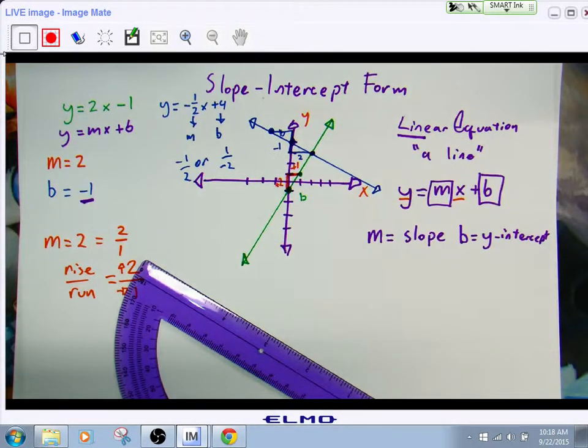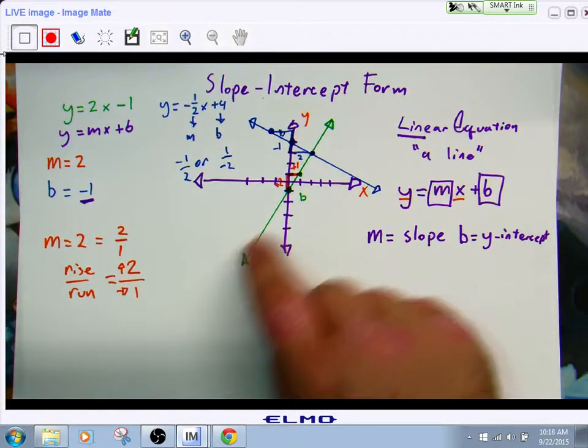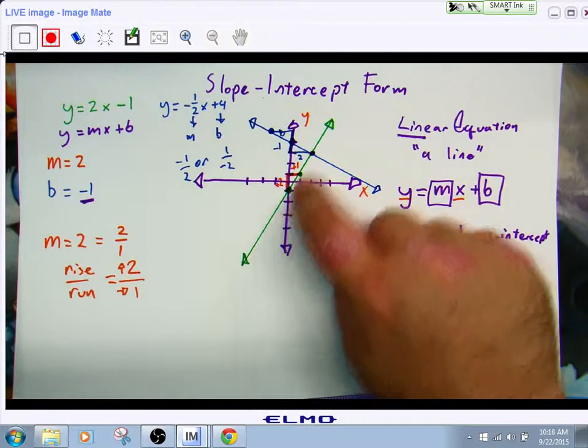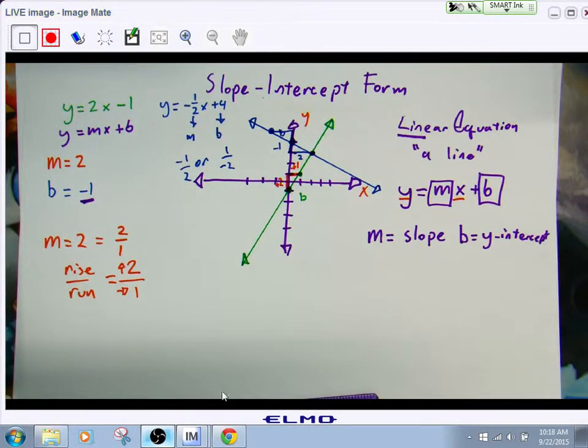So yeah, slope-intercept form. We look at our intercept, we find out where that is, and then we apply our rise and run to it to create a second point, and then we draw a line through it. And that, as they say, is that.